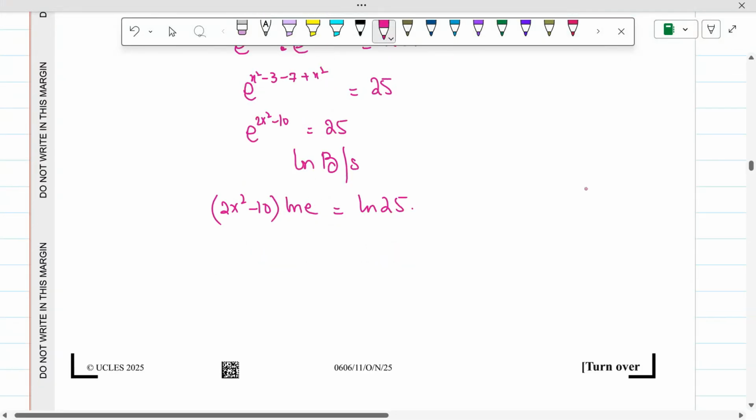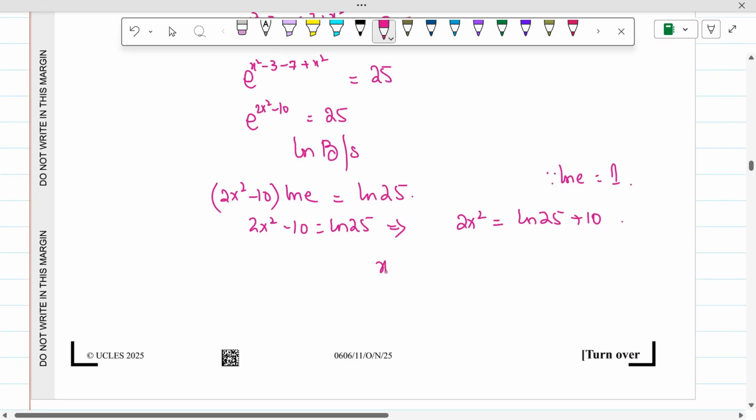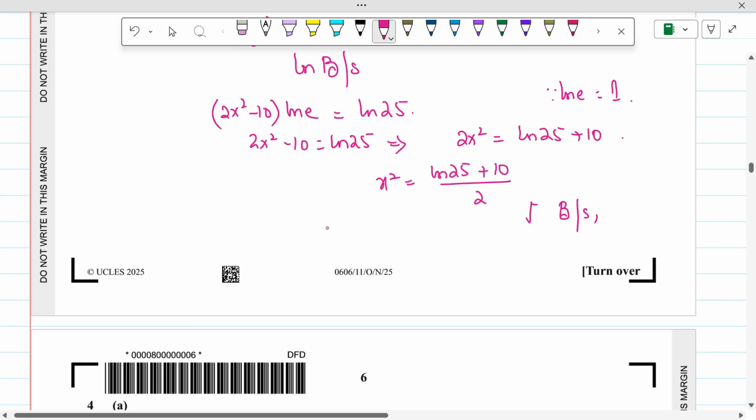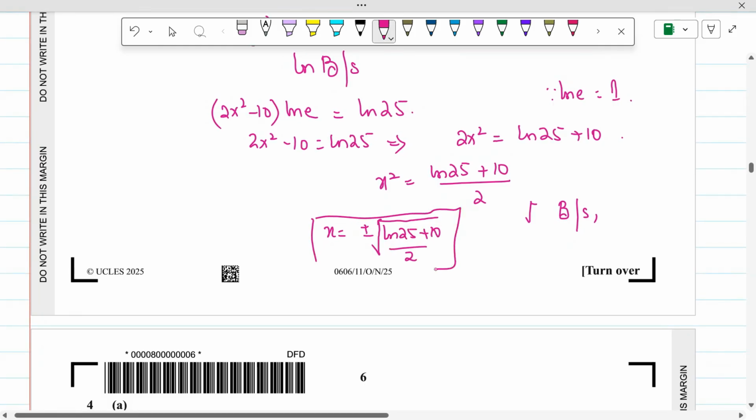Okay, ln e is 1. So we will have 2x square minus 10 equals ln 25. When we switch negative 10 to the right side, we will have 2x square is equal to ln 25 plus 10. And x square is equal to ln 25 plus 10 over 2. We need to find the value of x, so we will take the square root of both sides. So we will have x is equal to plus minus square root of ln 25 plus 10 over 2. So this was the required solution.